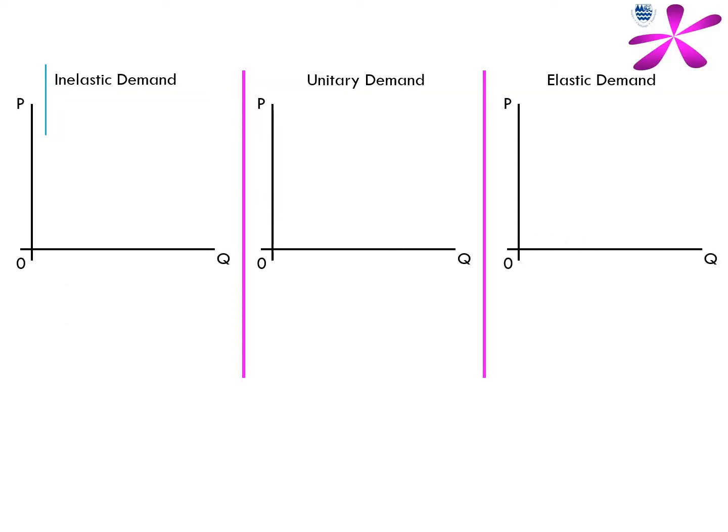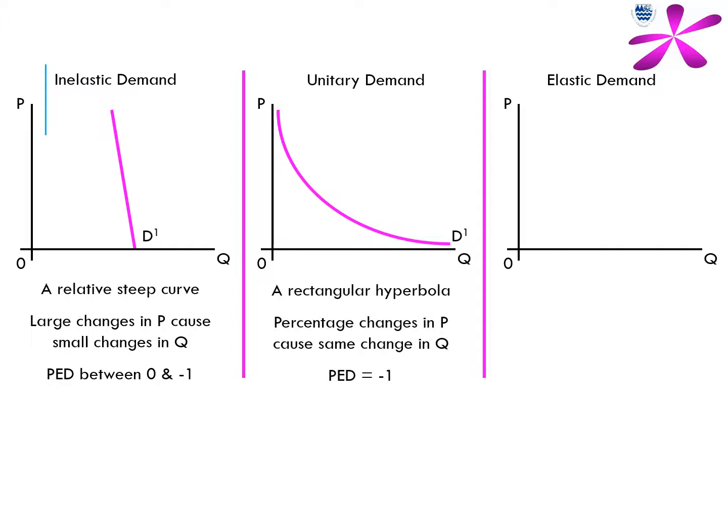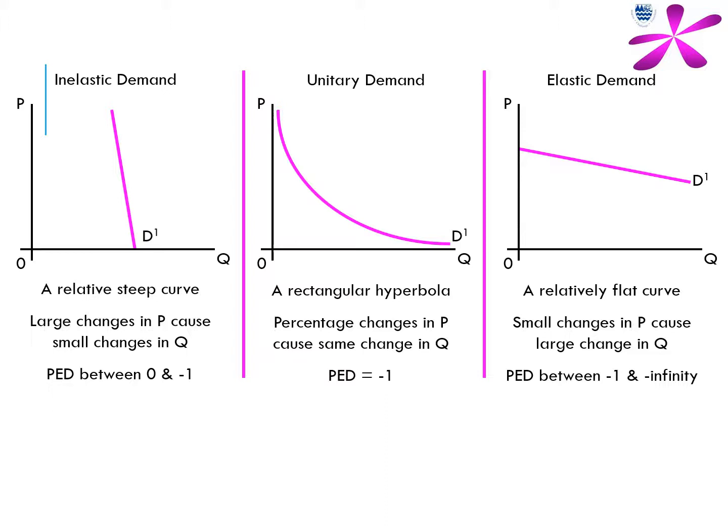So what do our demand curves look like? Well, price inelastic demand is more vertical, a relatively steep curve, and a large change in price causes a small change in quantity, and so our PED will be between 0 and -1. Unitary demand will look like this. A percentage change in price causes the same percentage change in quantity, and that will be a price elasticity of demand of -1. Elastic demand is a more horizontal, relatively flat curve. A small change in price causes a large change in quantity, and that will be a price elasticity of demand between -1 and all the way up to an infinitely big number.